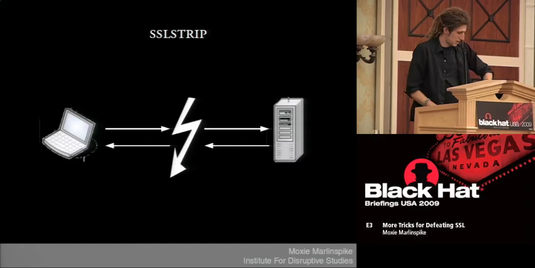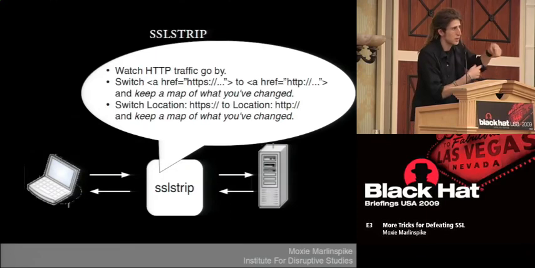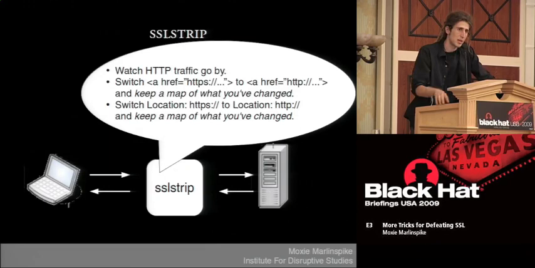So the deal is that you start watching HTTP traffic go by, and as it's going by, you watch for links to SSL encrypted pages. And you also watch for the location headers. These are the things that are going to be in the 302 redirects that eventually upgrade you to SSL. So these are the two bridges that we've been talking about, right? So you watch for these two things, and whenever you see them, you just swap them for identical HTTP lookalikes, and you keep a map of what you've changed.